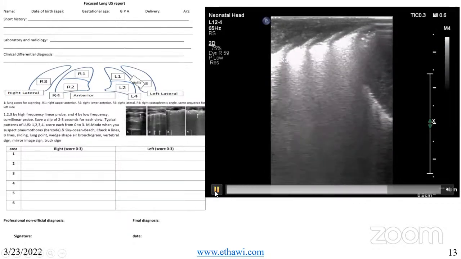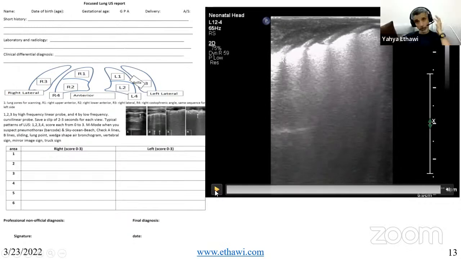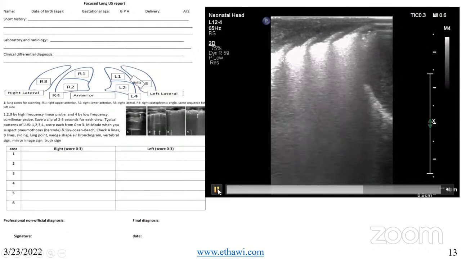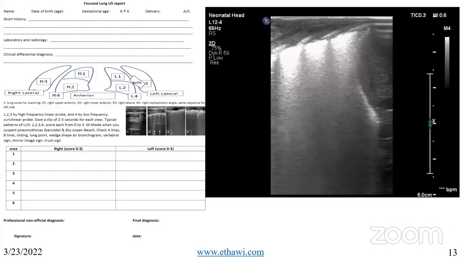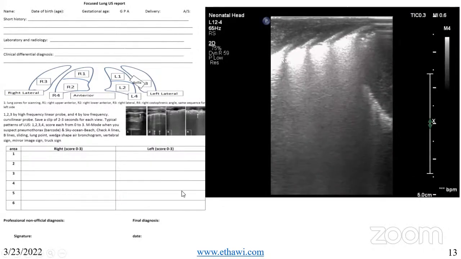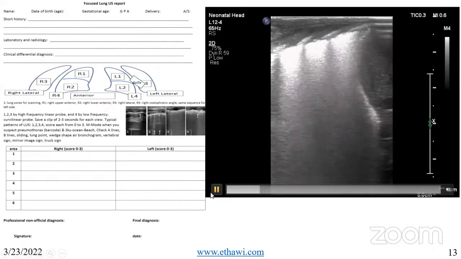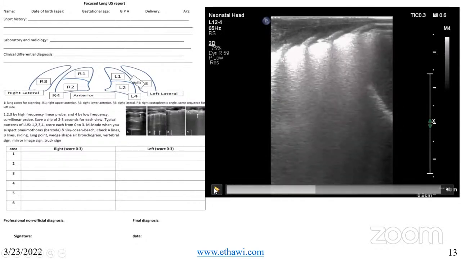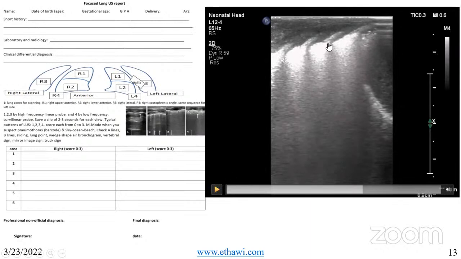We see a thickened pleura, very thickened pleural lines, separated from each other, but very thickened, and the separation is less than 7 millimeters. We also have one A line. We see the diaphragm at times, but not really moving.